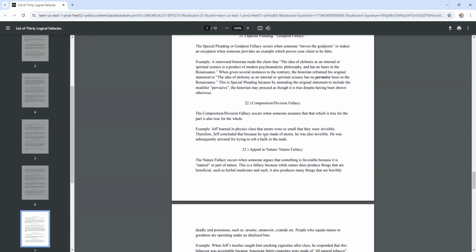The composition and division fallacy occurs when someone assumes that that which is true for the part is also true for the whole. So example, Jeff learned in physics class that atoms were so small that they were invisible. Therefore, Jeff concluded that because he was made of atoms, he was also invisible. He was subsequently arrested for trying to rob a bank in the nude.